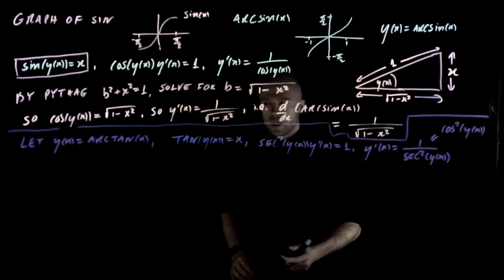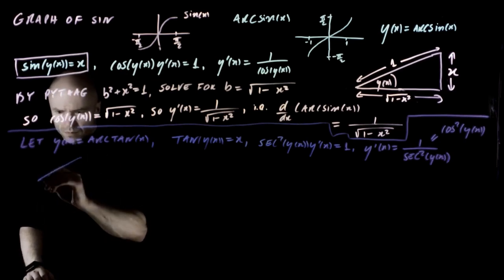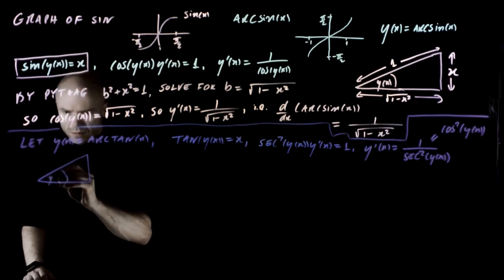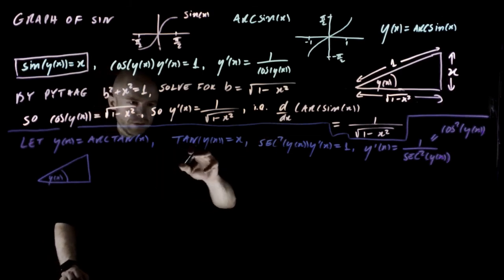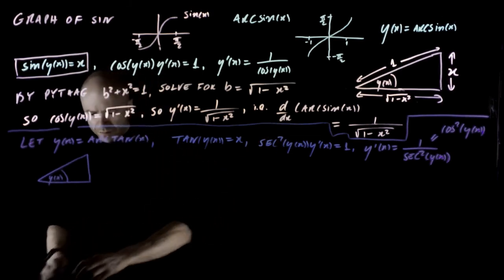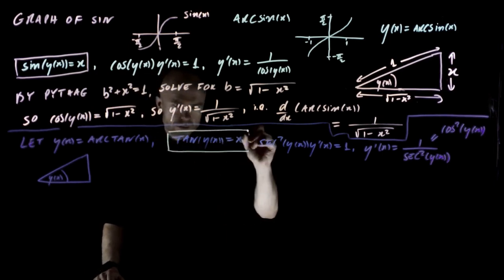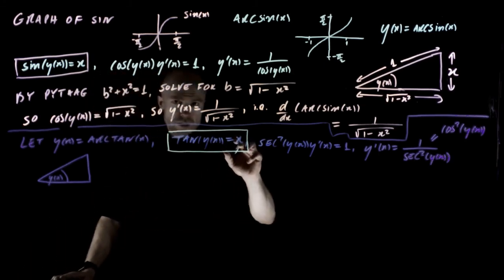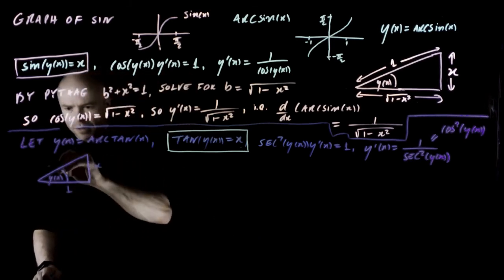Okay. And now we're going to draw a triangle to represent this. Again, y of x is the angle. And what is tan? Tan is the opposite divided by the adjacent, right? So this here is our defining equation. Yeah. So to represent this as a triangle, we're going to take the opposite side to be x and the adjacent side to be 1. And then by Pythagoras, the hypotenuse is the square root of 1 plus x squared.